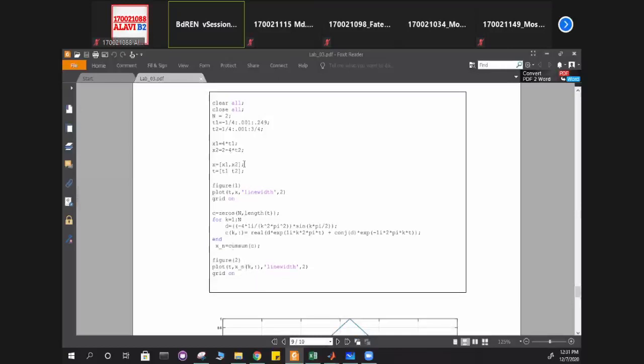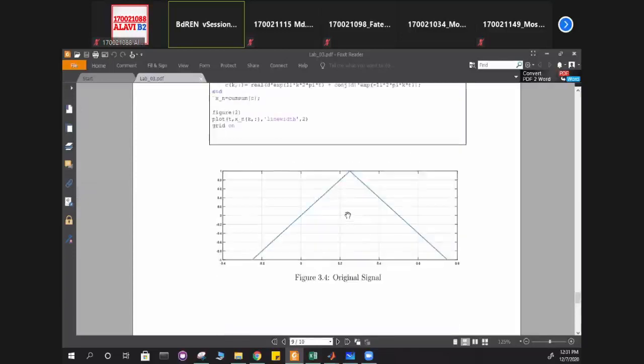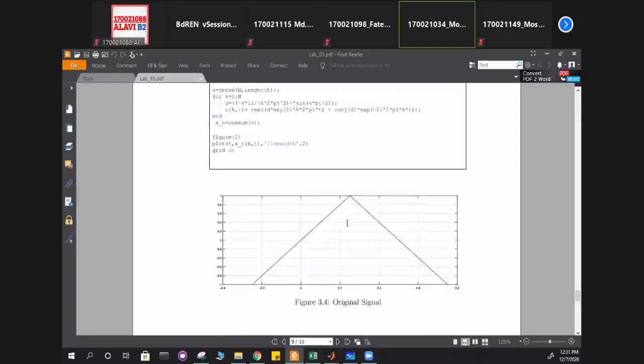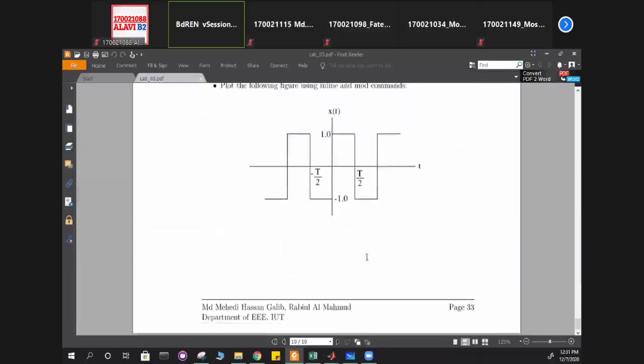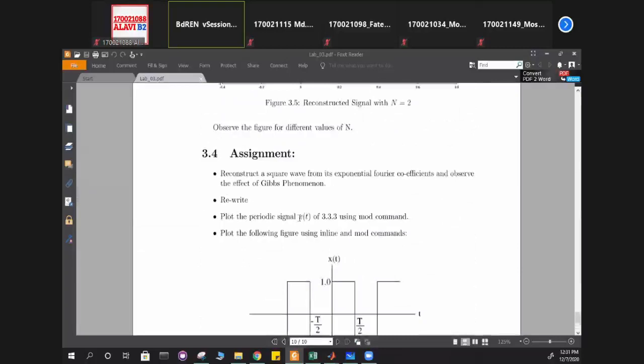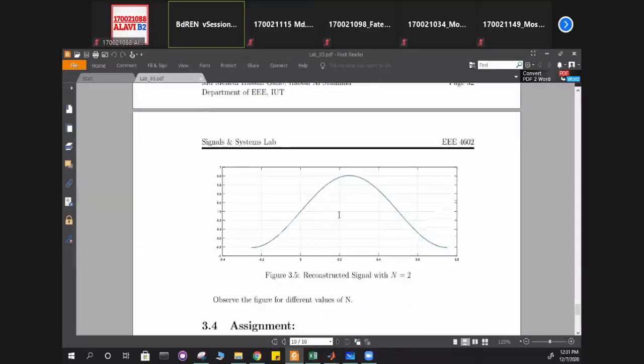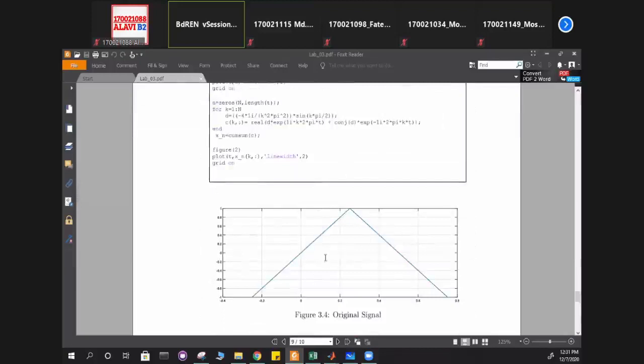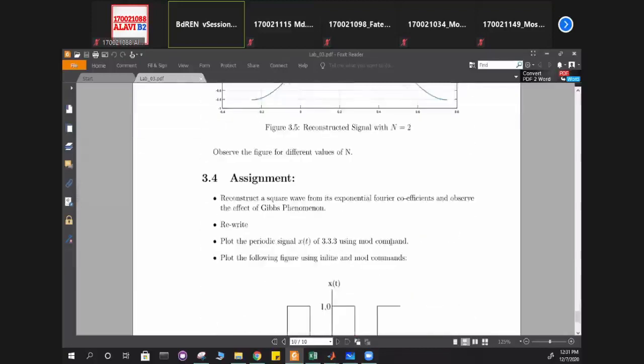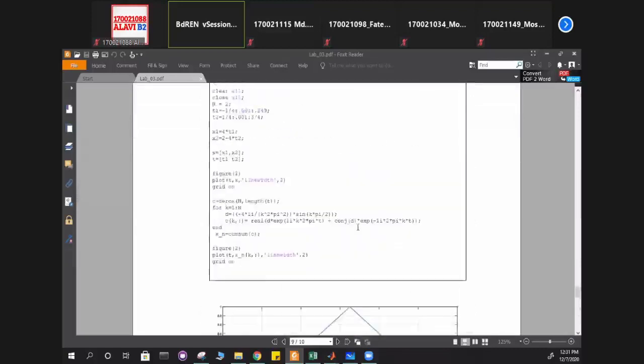Here, one thing you need to understand. This first part is basically we're trying to represent this signal from the equations, not xk. This is xt. The equations are given, but here manually we have plotted only one cycle. But if you want to plot a number of cycles, then we need to go for the trick that we have learned about the mod function. That has been given as your task. Here you can see the task: plot the periodic signal xt of 3.3.3. Basically, I'm referring to this one. You need to plot for a number of cycles using a mod command.